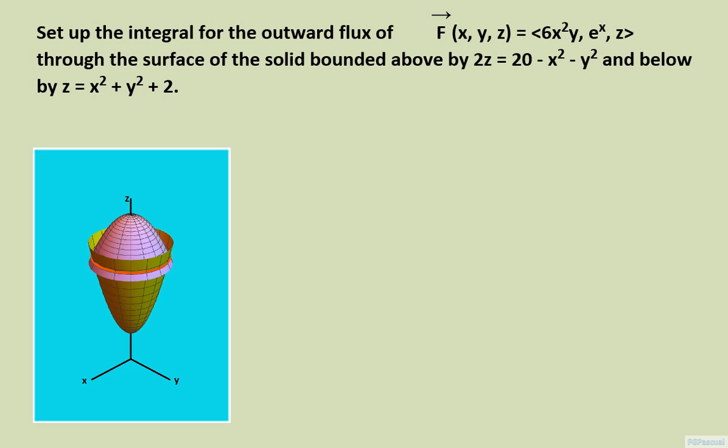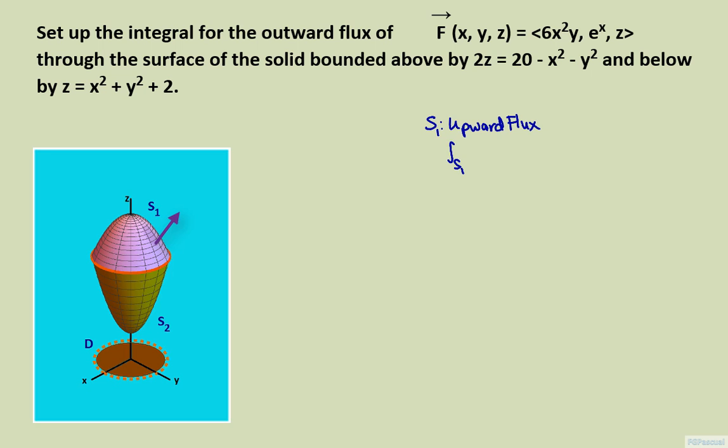We should be able to use this curve of intersection to define precisely what the region of integration is. Let us call this region of integration capital D. We call the upper bounding surface capital S sub 1, and we name the lower bounding surface capital S sub 2. The outward flux through the upper boundary S sub 1 will be an upward flux. Hence, the integral for the outward flux through this boundary will be given by the following integral.